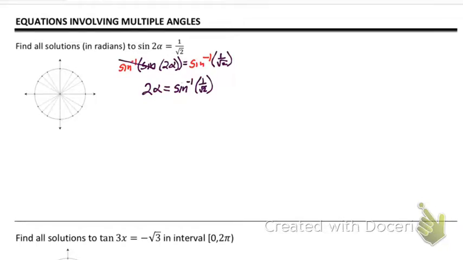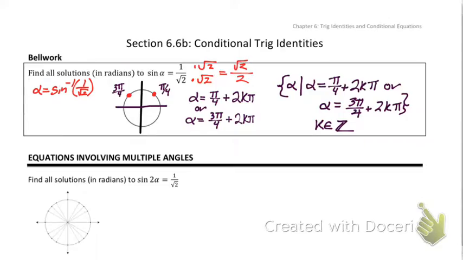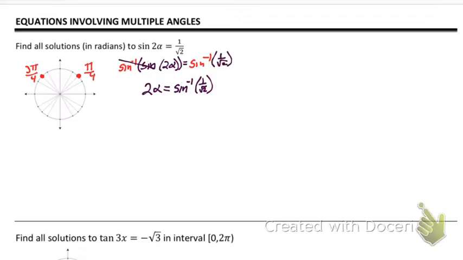So our answers are going to stay the exact same, where I have one answer here, which is pi over 4, and I have the answer here, which is 3 pi over 4. The only difference is here, I set it up as alpha equals. Down here, I'm going to set it up as 2 alpha equals. So 2 alpha is going to equal pi over 4.